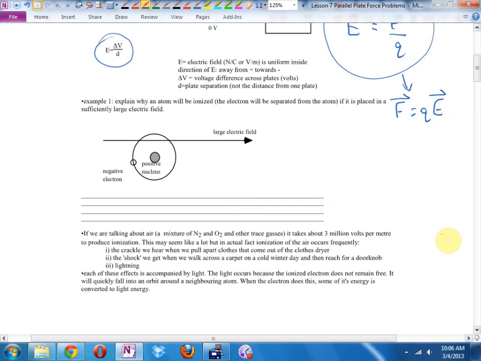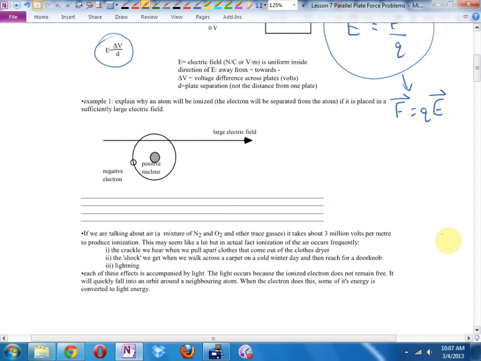The electron will be separated from the atom. So in Science 10 and in chemistry, you learn ions are elements or atoms that are not neutrally charged because they have either gained or lost electrons. We're specifically going to be talking about losing electrons, ripping off electrons, as a matter of fact. We call that ionization. So I wrote here, explain why an atom will be ionized if you place it in a sufficiently large electric field.